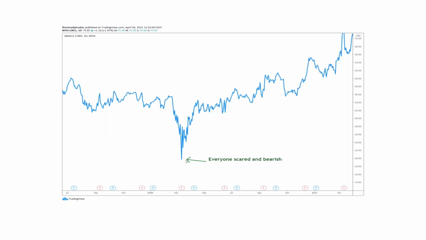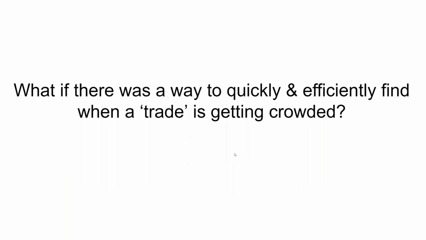The stock had sold off. There were a lot of reasons to be bearish on the stock, and of course, once everyone was on the same side of the boat and everyone was maximum bearish, that was the time to start buying the stock. But what if there was a way to quickly and efficiently find when everyone's on the same side of the boat? What if there was a way to do that? And there actually is, and I'm going to show you guys this over the remainder of my presentation this morning.